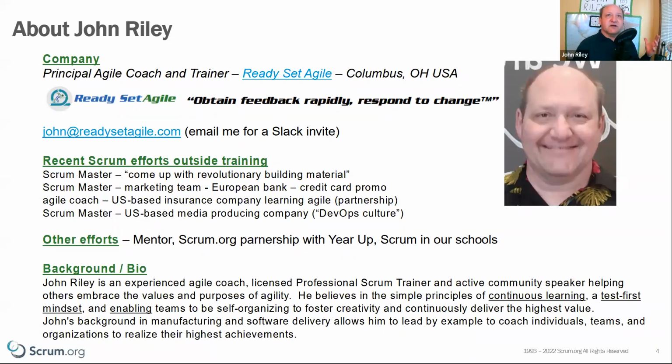Just a little bit about some of my efforts outside of what I do for Scrum.org. I've been a Scrum Master on several efforts, including one that's at the top there that is actually a non-IT effort, where their product goal was to come up with a revolutionary building material. You can see that goal in itself is leading to some interesting topics that I've gone through. And also, I was recently a Scrum Master on a media producing company that actually took on the framework very well.